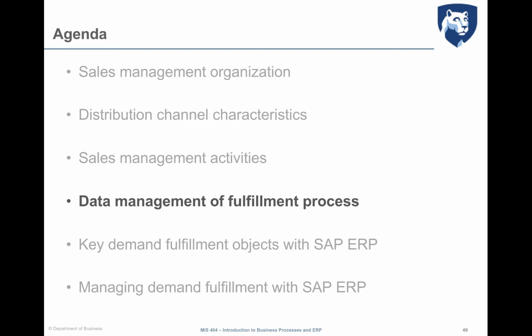Now that we have some background about the general characteristics of the sales process and sales organization, we can start deep diving on how sales and demand fulfillment is managed through SAP ERP, as done with procurement and accounting. We will start by discussing the main data and the main sources of data that are present in SAP for this type of process.